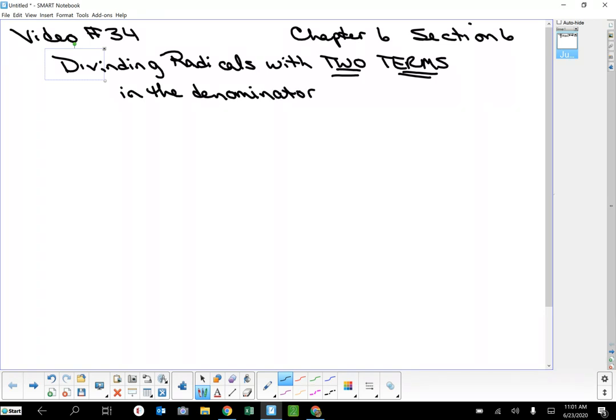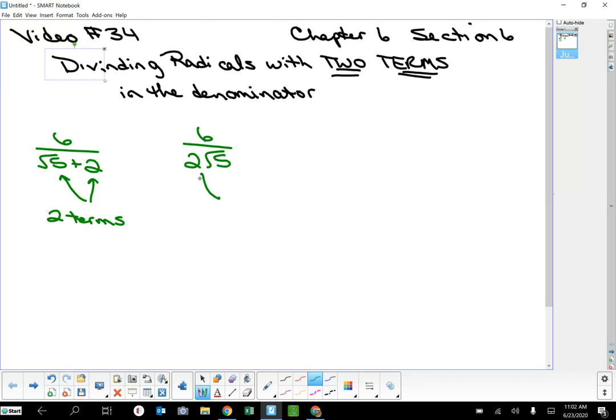Remember that a term is separated with a plus or minus sign, right? So here is an example of what we're talking about. If we have something like 6 over rad 5 plus 2, these are two separate terms separated with a plus or minus sign. So this has two terms in the denominator. 6 over 2 rad 5: these are attached to each other with multiplication. So this is only one term in the denominator, right? So we're focusing not on this type, but on this type today.